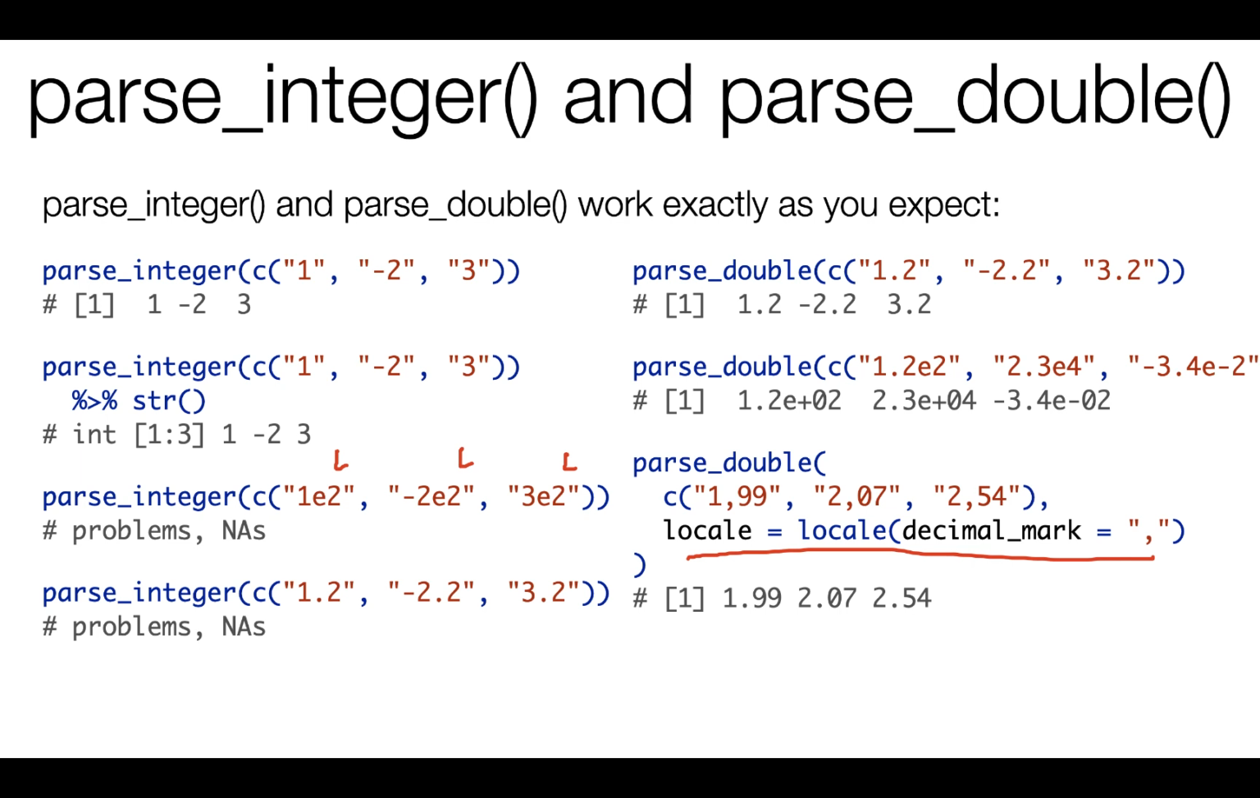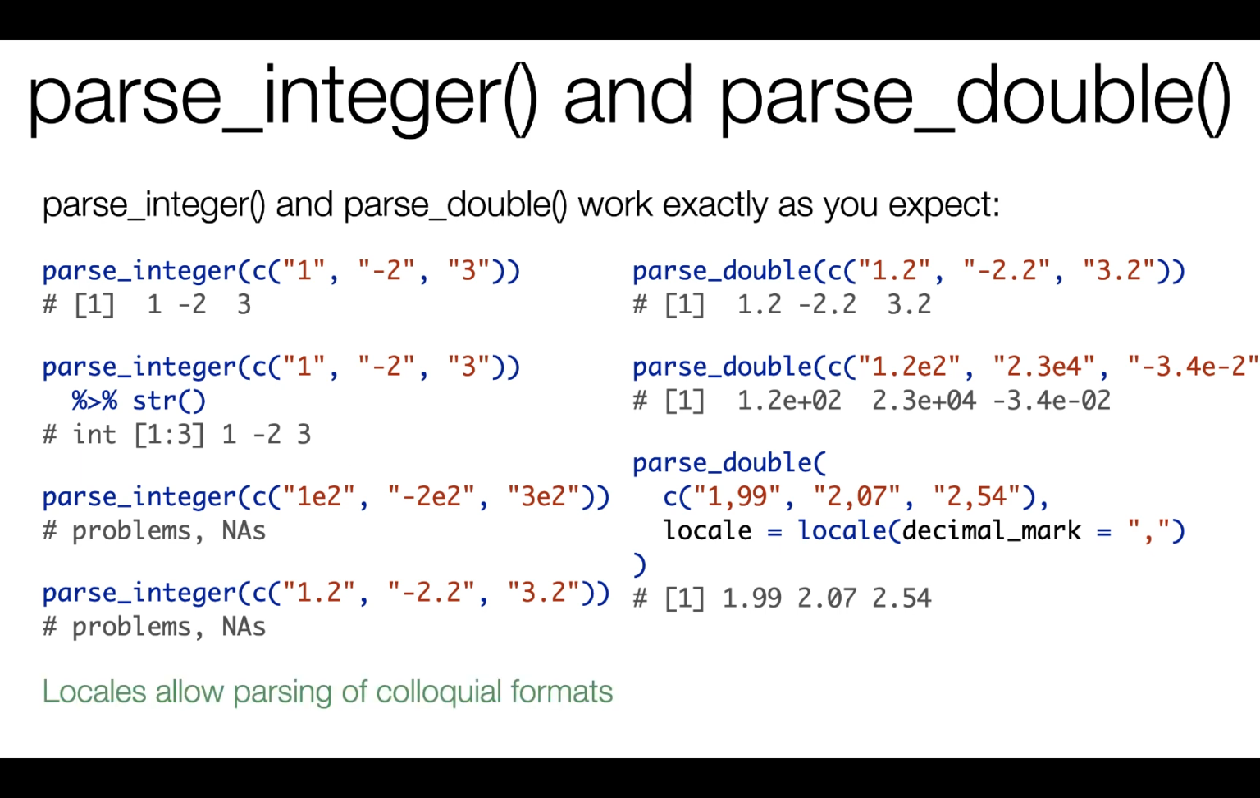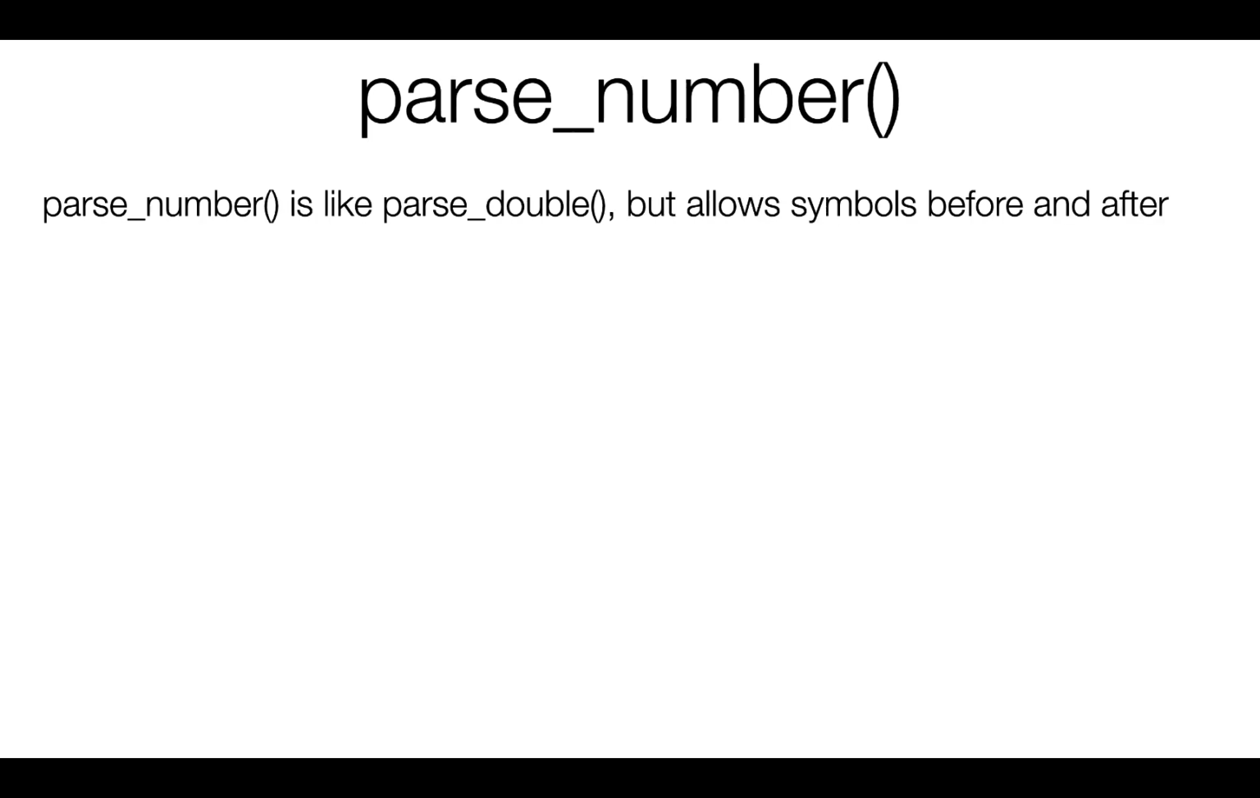in the world, or a specific aspect of the locale, which is what decimal mark is used, what grouping mark is used, things like that. So this is one of the nice features of a number parser that you may not actually expect when you're trying to read in data. So in general, locales will allow for parsing of kind of colloquial formats, be they numbers or be they characters or something else.